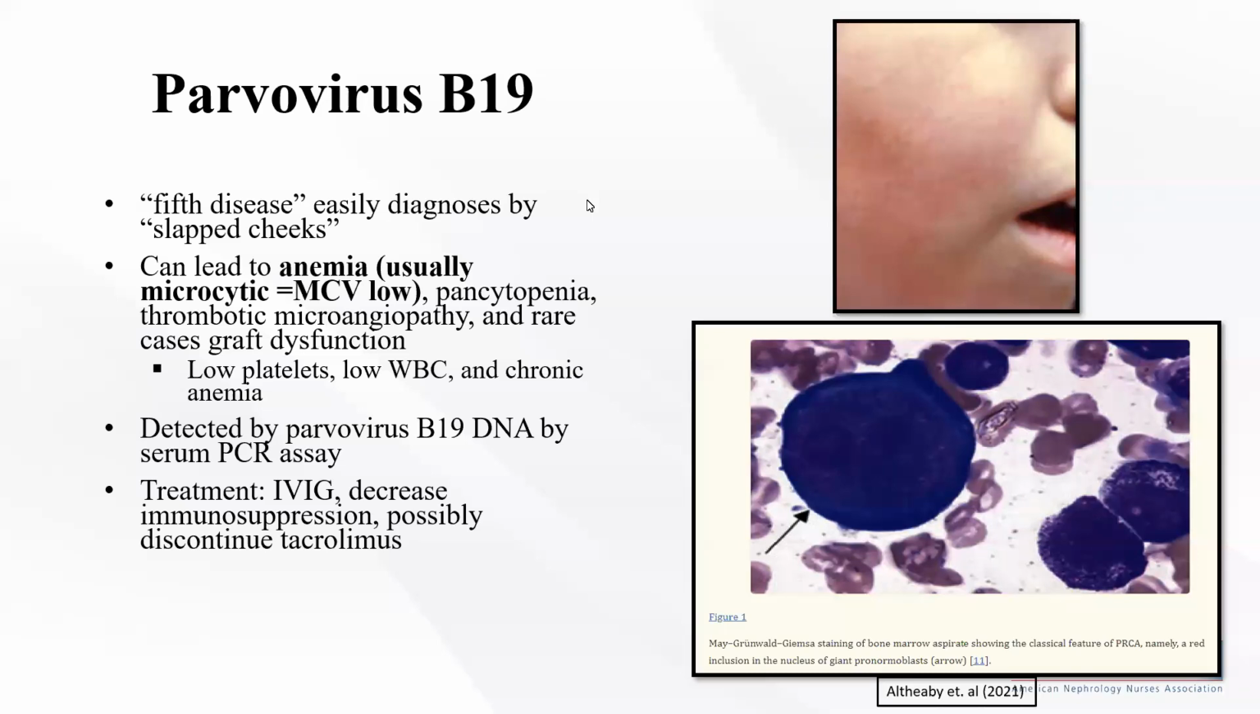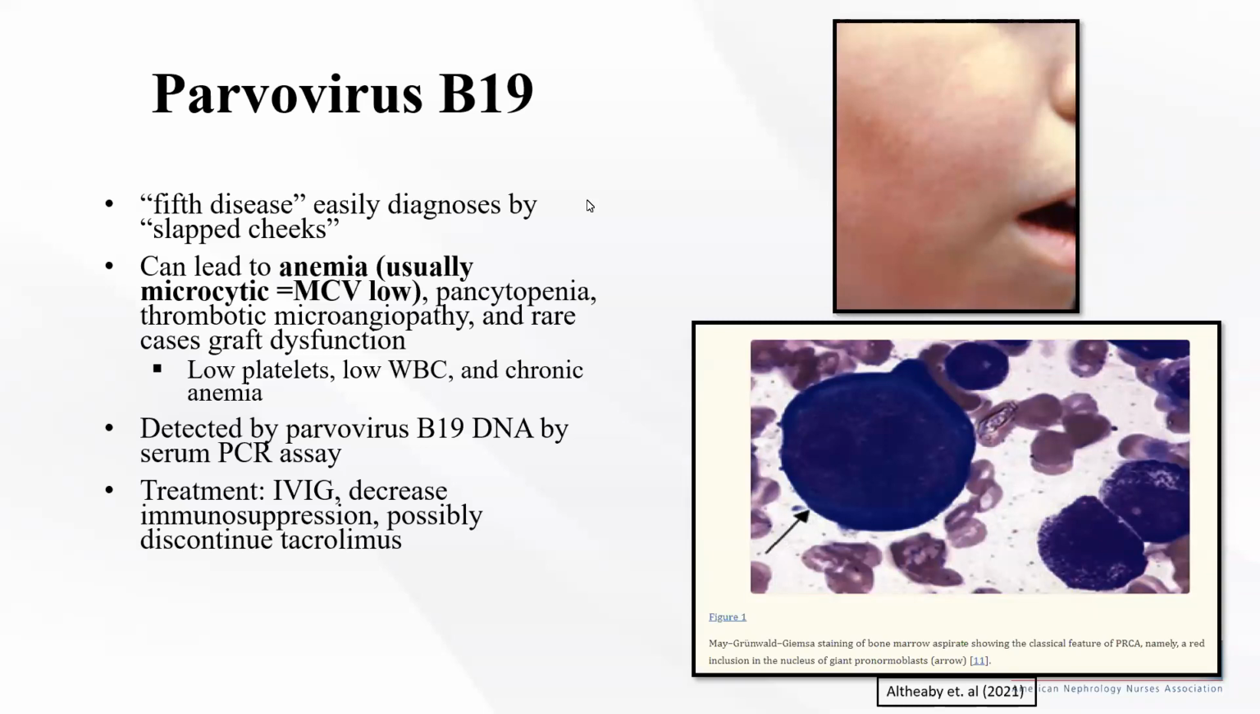And you may also see a pancytopenia, so the whole bone marrow is suppressed. Thrombotic microangiopathy, similar to what hemolytic uremic syndrome can cause, where essentially your red blood cells are being destroyed due to platelet aggregation from little micro thrombi. And in rare cases, graft dysfunction. I would say that I have not seen it in 14 years where it caused graft dysfunction, because we're usually finding it sooner than when it gets to that severe.